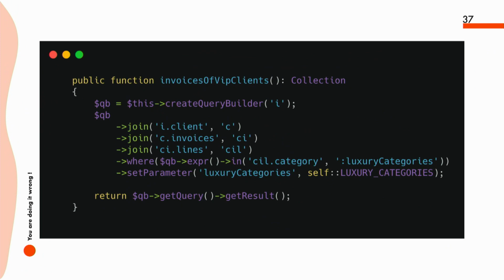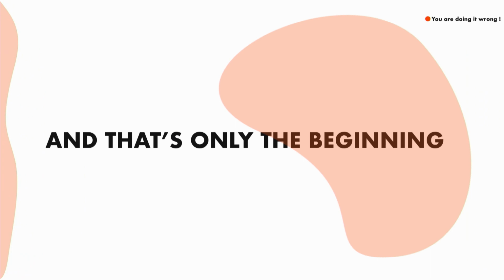Then there are VIP clients. There is some logic behind the client being VIP, and we have invoices with VIP clients. We already have 3 methods. It's very easy to use because we will just fetch this kind of invoices or that kind of invoices, depending on the feature. But this is the beginning.